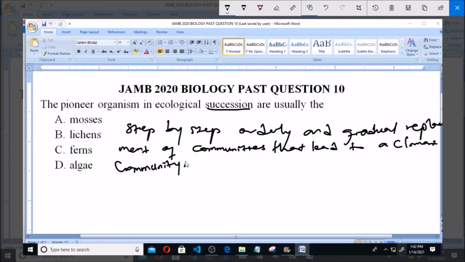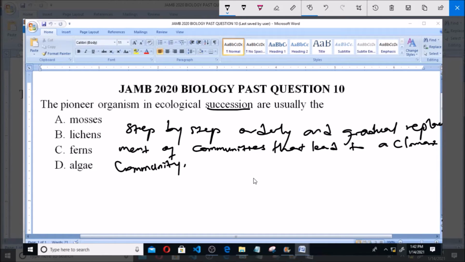Now, a climax community is a community of organisms that remains for a long period of time. That is, it does not change. This community does not change for a long period of time. We say it was a climax community. Now, succession refers to the step-by-step or orderly and gradual replacement of communities that then lead towards this climax community.